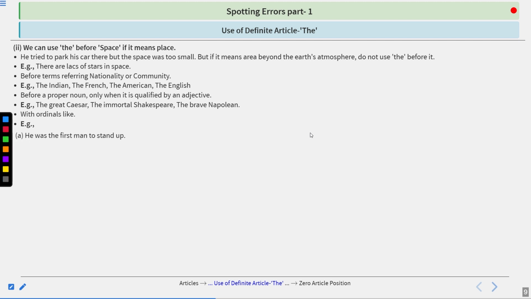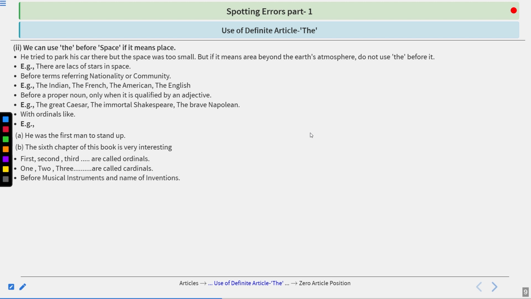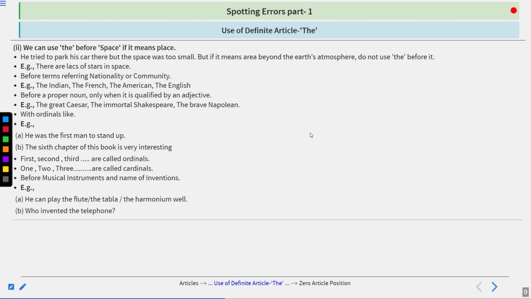With ordinals. For example, he was the first man to stand up. The 6th chapter of this book is very interesting. First, second, third are called ordinals. 1, 2, 3 are called cardinals. Hope you have understood. Before musical instruments and names of inventions. Example: he can play the flute, the tabla, and the harmonium well. Who invented the telephone?